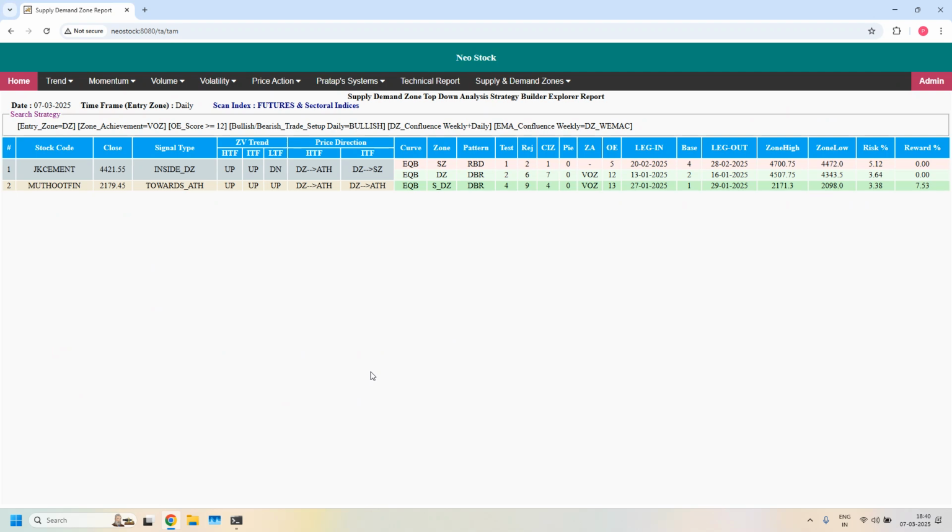So these two have an even higher probability of success. We are not saying they will be successful. We are saying that their probability of success is improved. It's a probability game. Sometimes these zones will be violated, other factors will be there. But look into this: this one is already tested 6 times, and this one already tested 9 times.